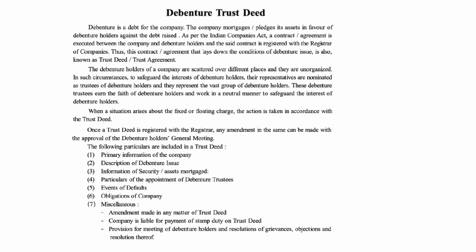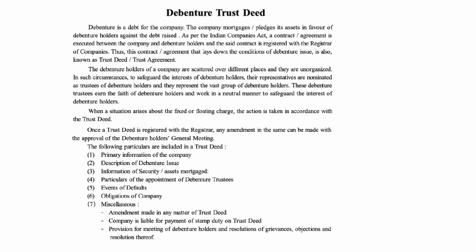And if a default happens, then what are the steps which the debenture holders can take? In the case of default, usually the debenture holders can approach court also. They can request for the liquidation of the company also. They can request for sale of the assets of the company also. So, what will be the specific events in which the company will be considered to be in default? That will be mentioned in the trust deed.